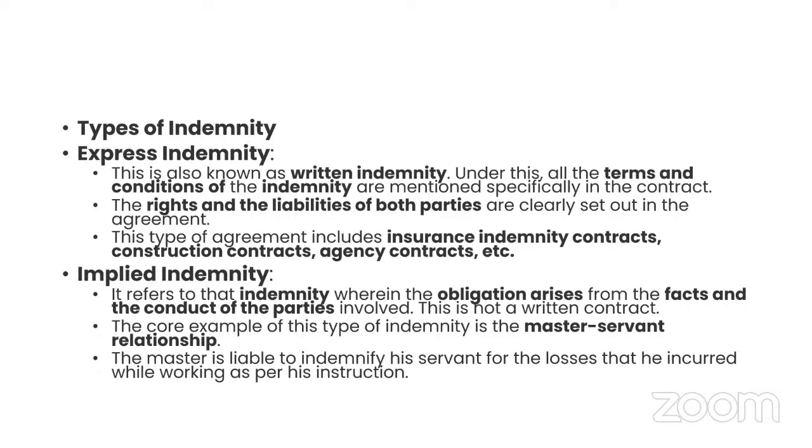Who is supposed to compensate those losses? It is the master. Why? Because the servant has acted on behalf of the master. So whatever losses the servant incurs, all those losses have to be paid by the master. Though the master and the servant must have never got into a written agreement for this, still, because of the nature of the relationship, because of the conduct between the two parties concerned, a contract of indemnity automatically arises between both of them. So that is an implied indemnity. Express indemnity is written. Implied indemnity arises because of the conduct of the parties.